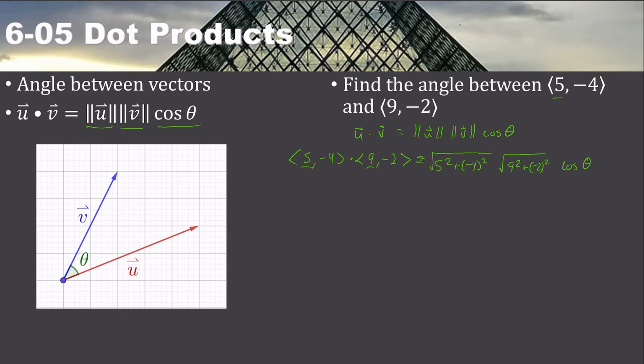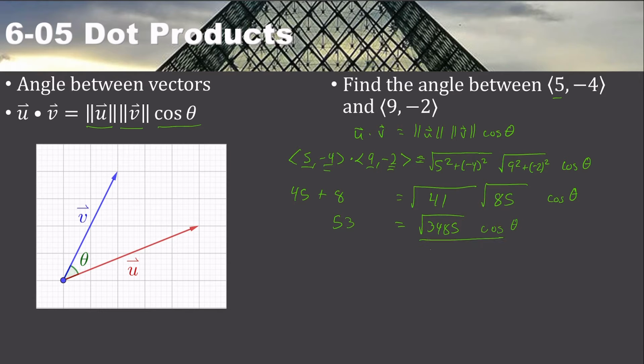So the dot product is 5 times 9 plus negative 4 times negative 2. Also simplify the square roots. That's 25 plus 16, which is 41, and 81 plus 4 is 85. So 53 equals the square root of 41 times the square root of 85, which is the square root of 3485, times cosine of the angle.